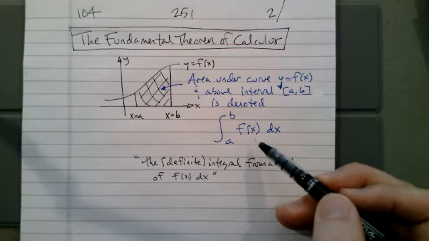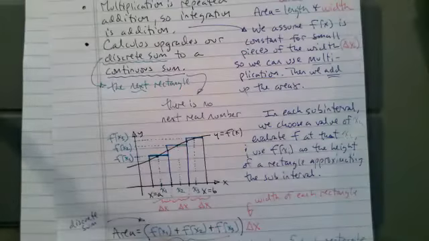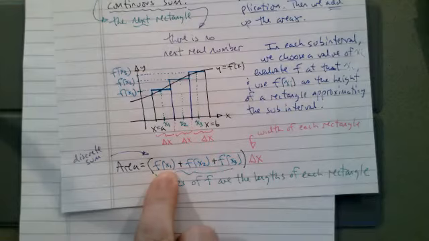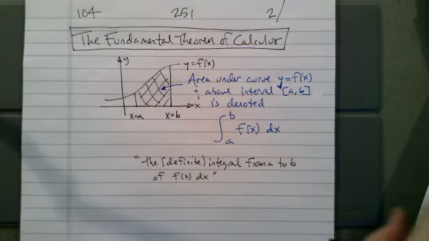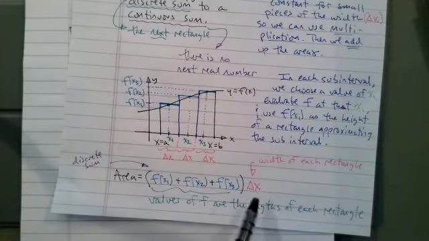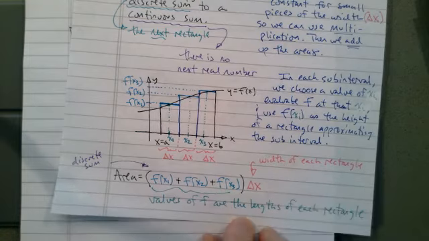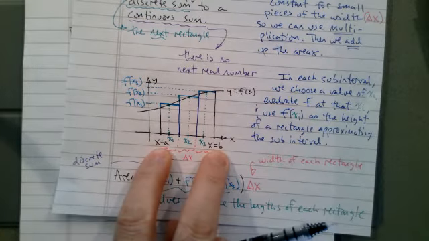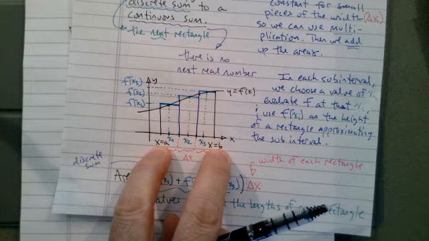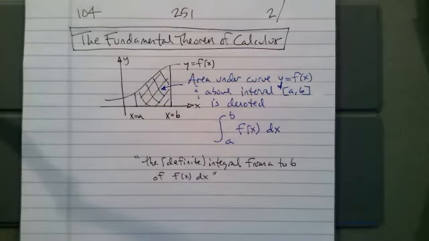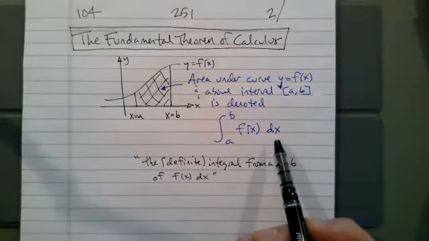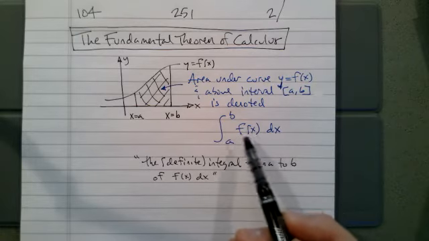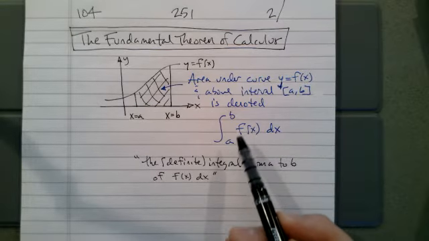The f of x is us evaluating the function. That's going to come from all these f of x's in our discrete sum. The dx is going to be the infinitely small delta x, the width of each rectangle. And then the a to b are the boundaries of the interval that we're plugging into the function. So this symbol says the definite integral from a to b of f of x dx, and it will represent the area under the curve f of x and above the interval from a to b.